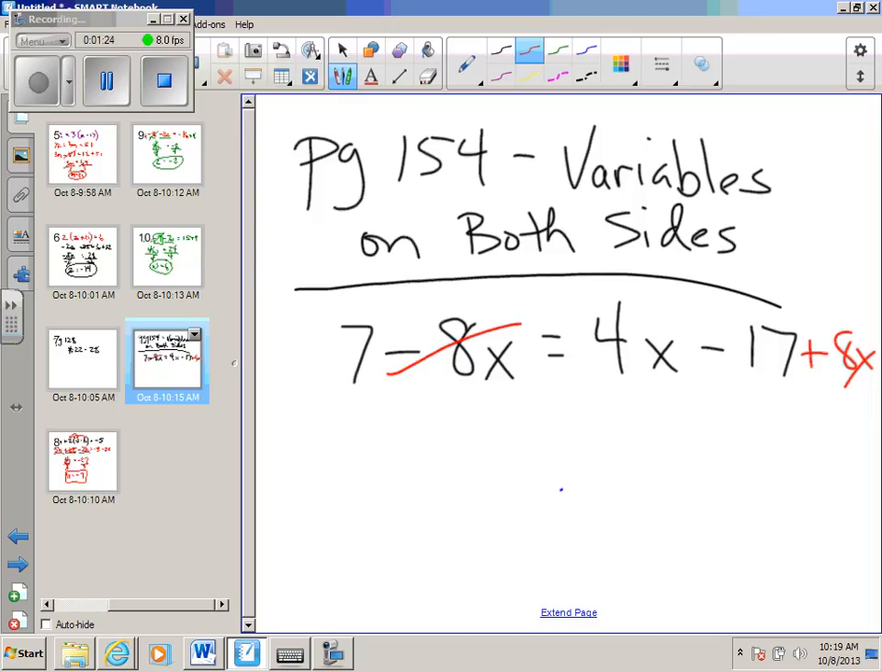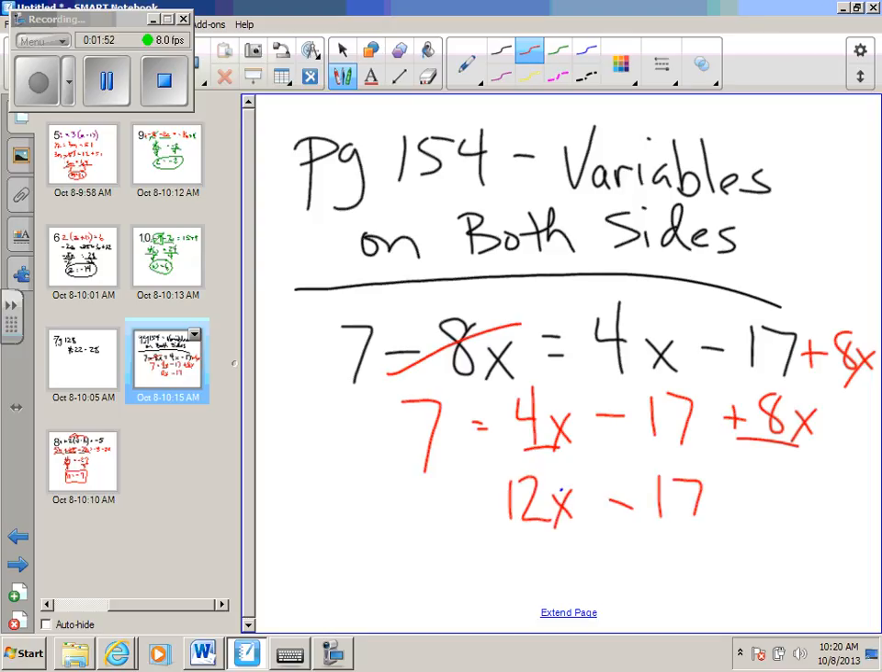Let's take a minute to simplify. Let's rewrite what we're working with now. Here's my 7, and it equals a 4x minus 17 plus an 8x. Can I tighten anything up over here? Any like terms that I can work with and clean it up a little bit? Yeah, you already told me that we were going to have a 12x. Here's my negative 17. There's my 7.